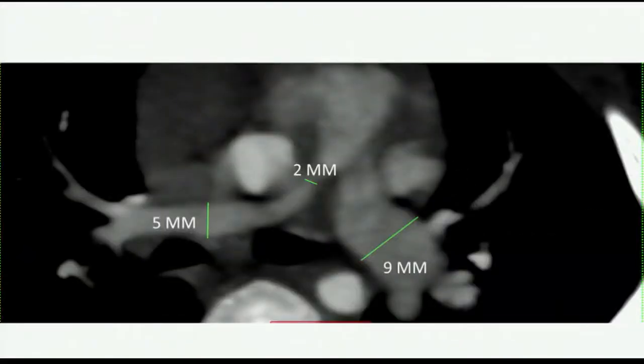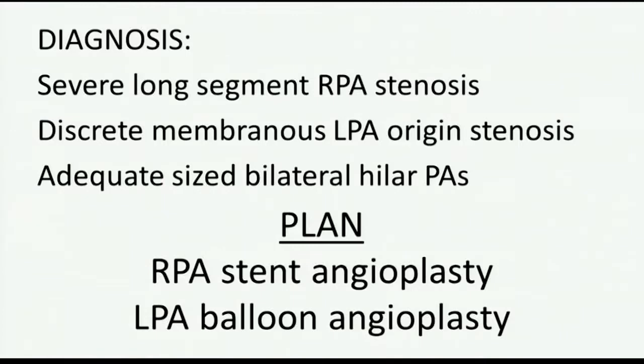A CT pulmonary angiogram was done to delineate the pulmonary anatomy. So the diagnosis is severe long segment RPA stenosis, discrete membranous LPA origin stenosis, adequate sized bilateral hilar PS. The plan is RPA stent angioplasty and LPA balloon angioplasty. Thank you.